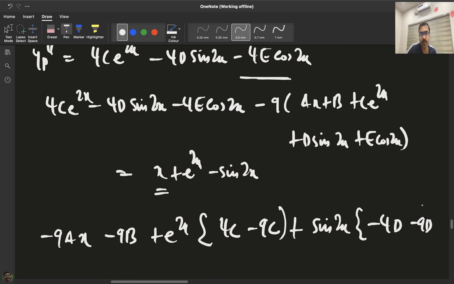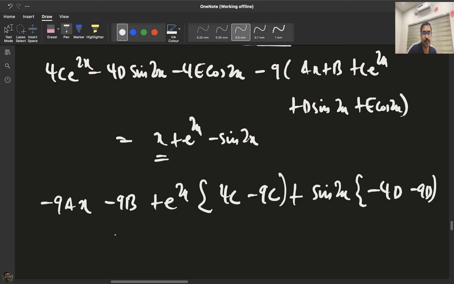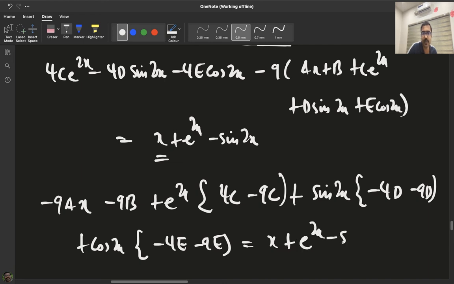Okay, minus 9d is also coming there. And similarly with sin cos 2x, which all terms are coming? With cos 2x, you will have a minus 4e coming there, and here you have a minus 9e also. Now this is equal to x plus e raised to 2x into minus sin 2x. Now we'll compare both sides.